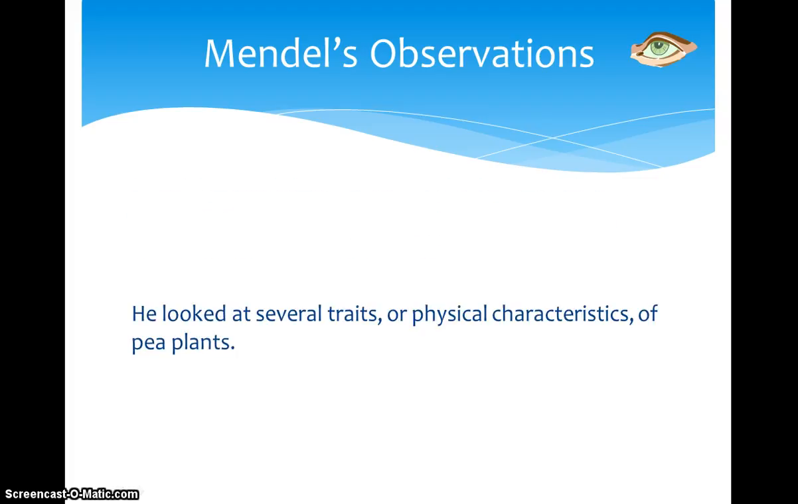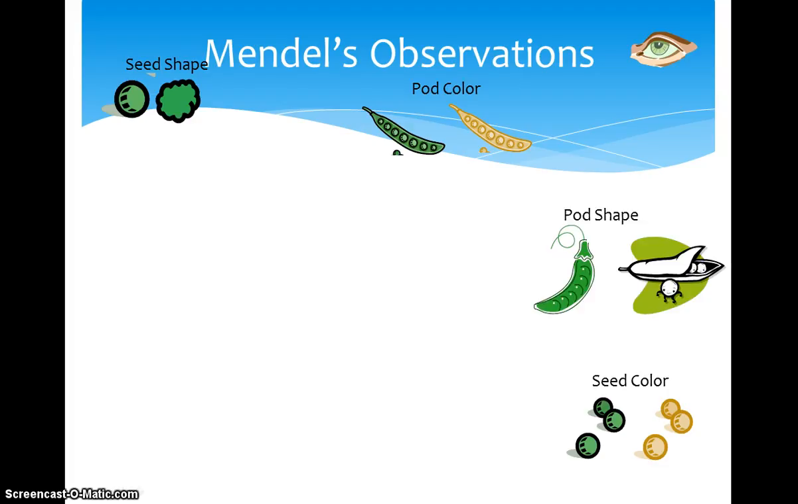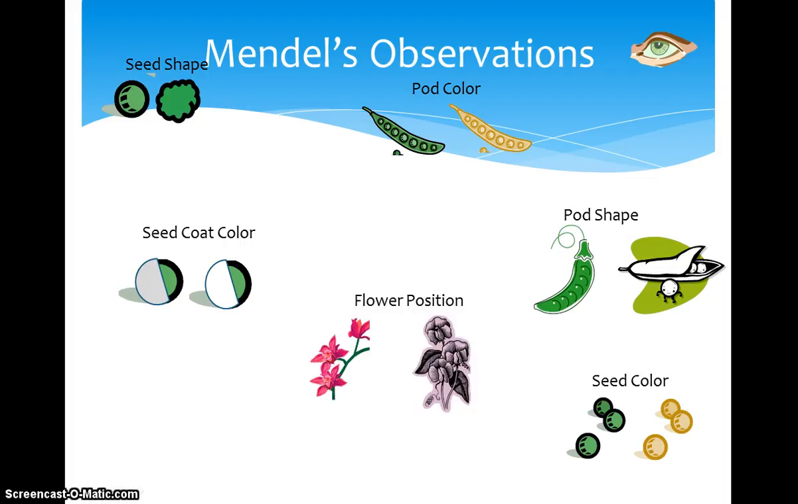So in order to help figure that out, he looked at several traits, or physical characteristics, of those pea plants. He looked at seed color, green versus yellow; pod color, green versus yellow; seed shape, smooth versus wrinkled; pod shape, pinched versus smooth; seed coat color, gray and white; flower position, axial and terminal; and height, tall and short.